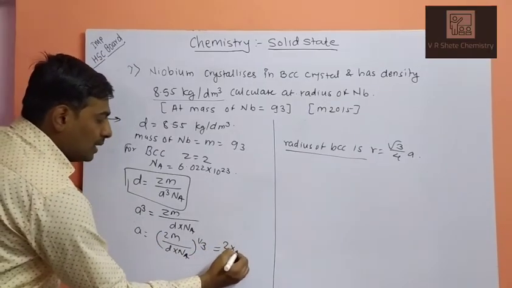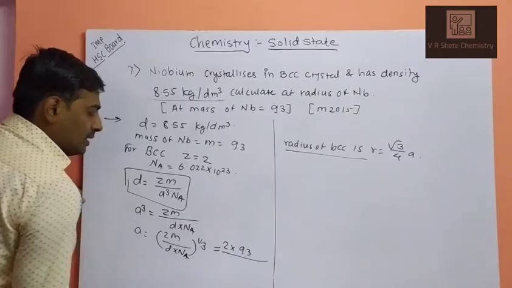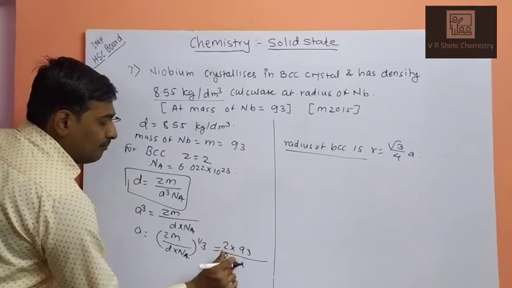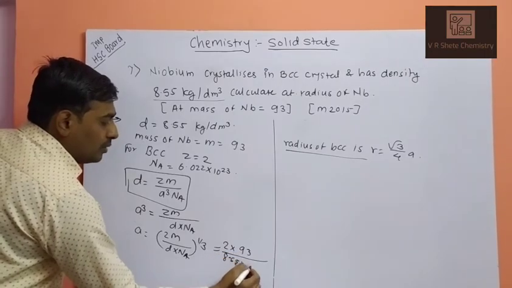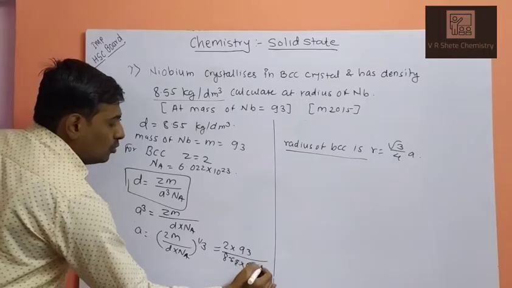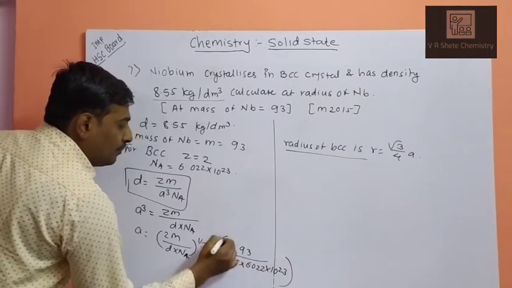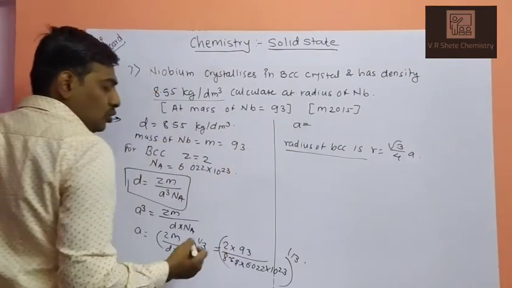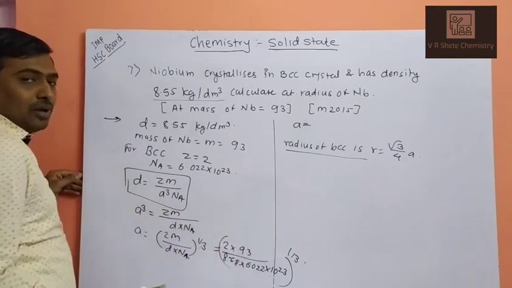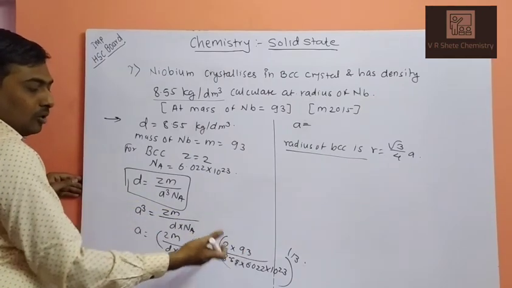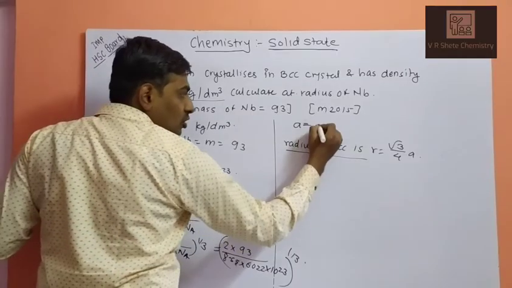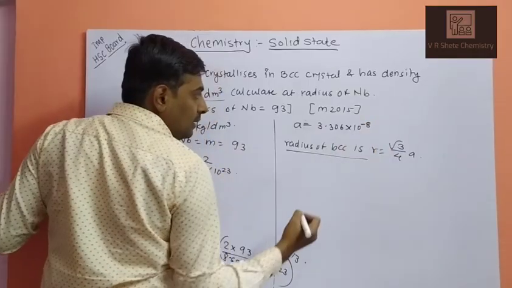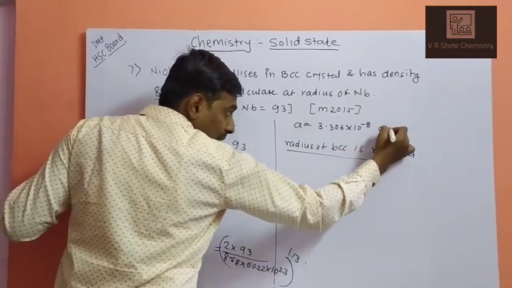Z is equal to 2 multiplied by mass 93, divided by density 8.55 multiplied by 6.022 into 10 raised to 23, all raised to 1 by 3. Calculate this term. We can use the log formula: log of A raised to n is n log A, and log of A into B or log of A upon B. You will get A is equal to 3.306 into 10 raised to minus 8. Edge length is always in terms of centimeter.